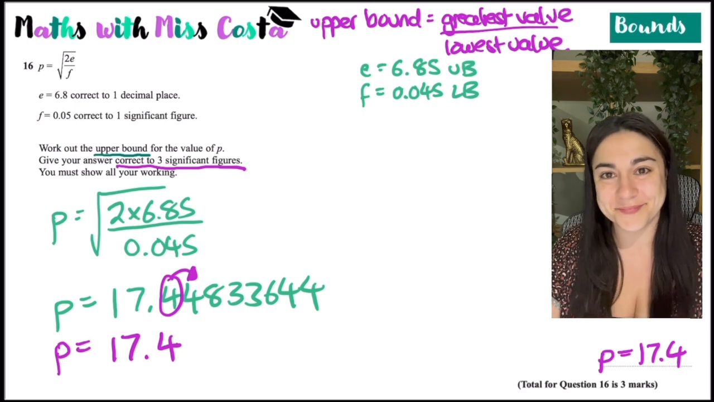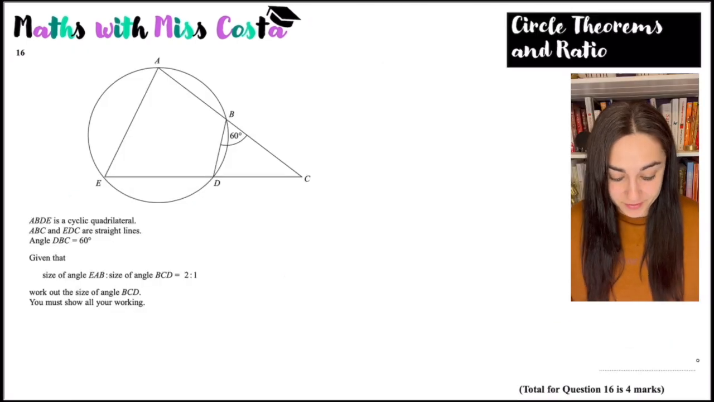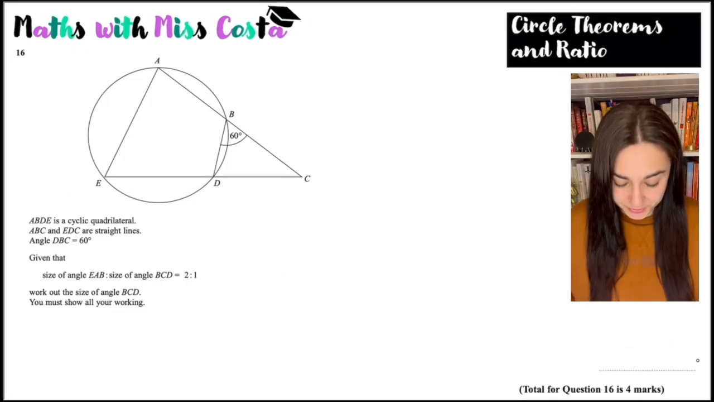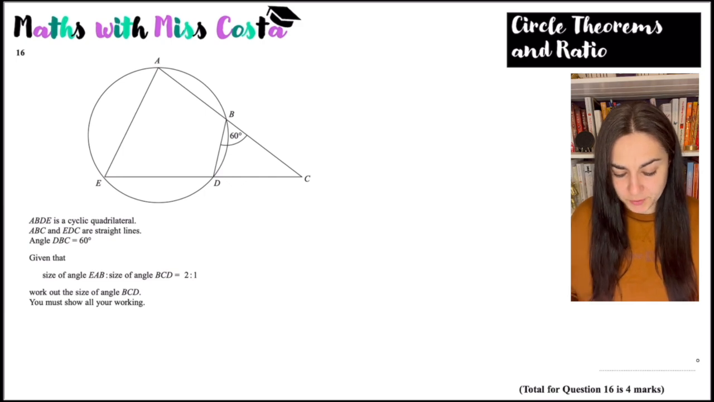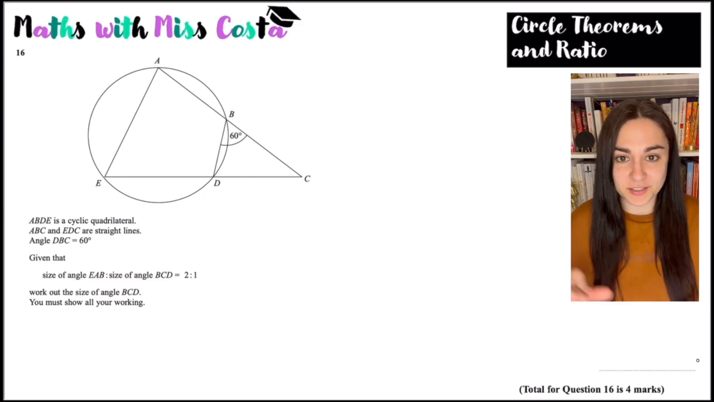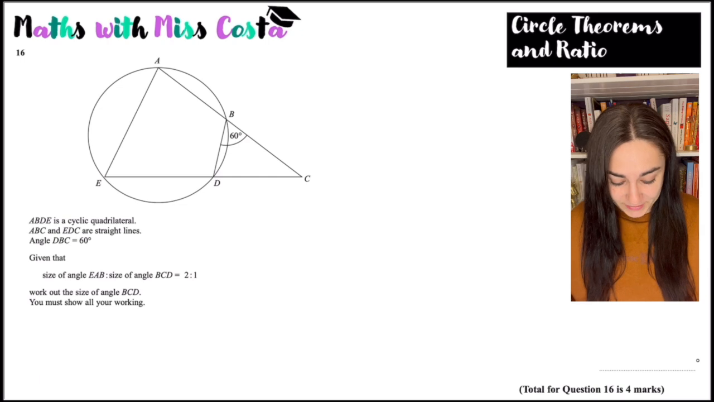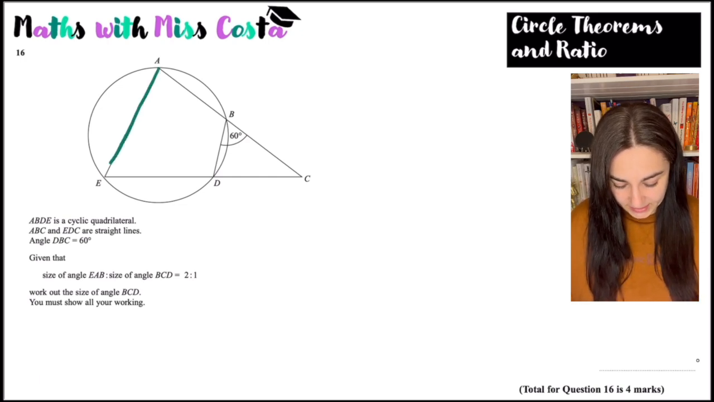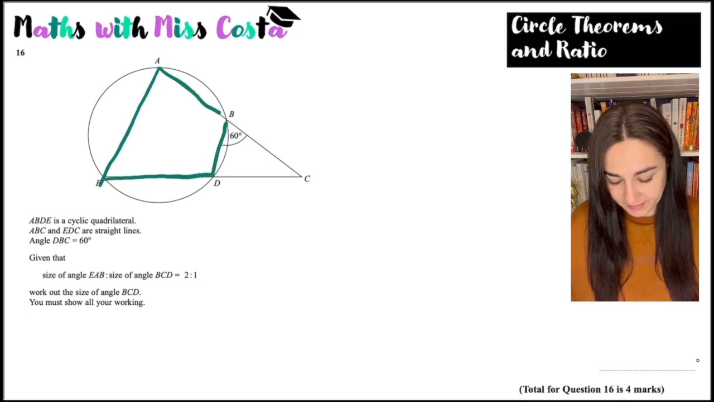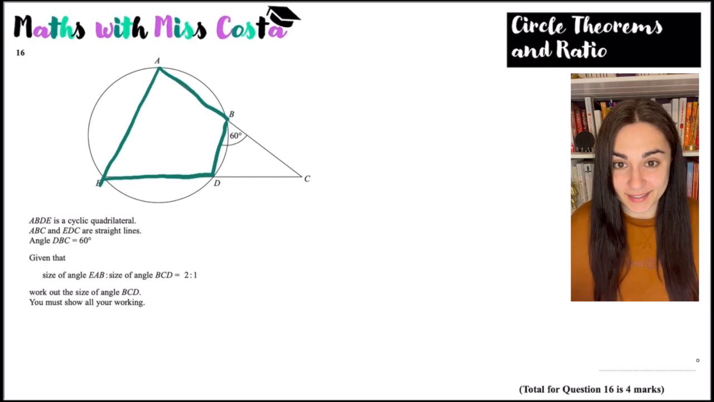In this question, I have been given a circle with a cyclic quadrilateral, and the whole weird shape forms a large triangle. So always try and visualize to yourself what shapes are actually formed, because that helps you later on. So first of all, I'm told that ABDE is a cyclic quadrilateral, and that's important because if it's a cyclic quadrilateral, I can use the circle theorems.